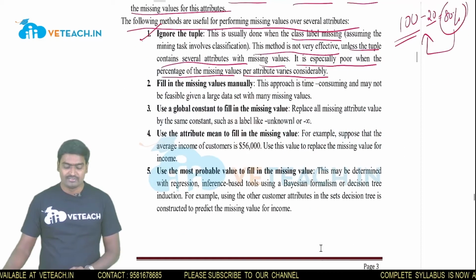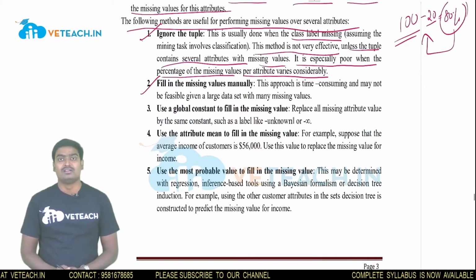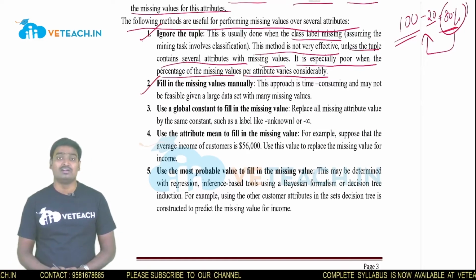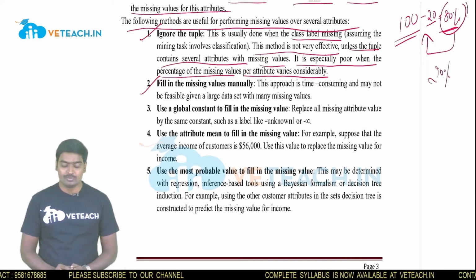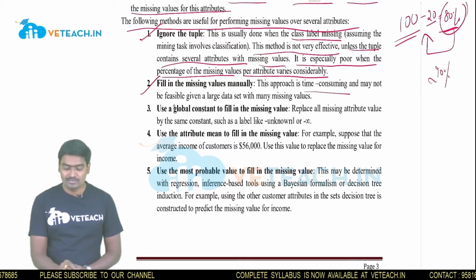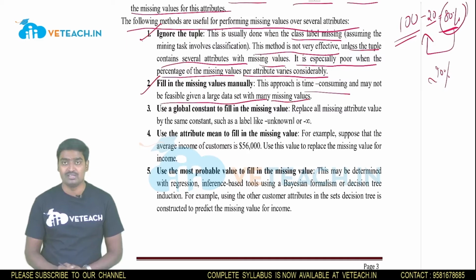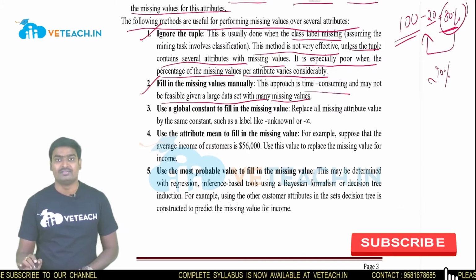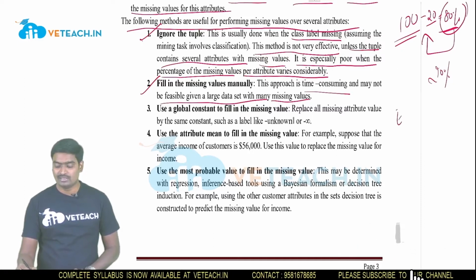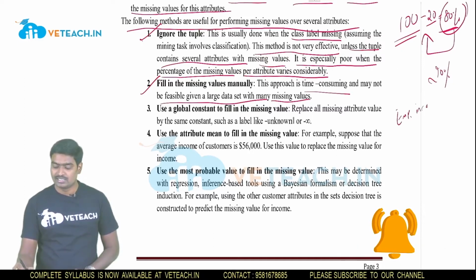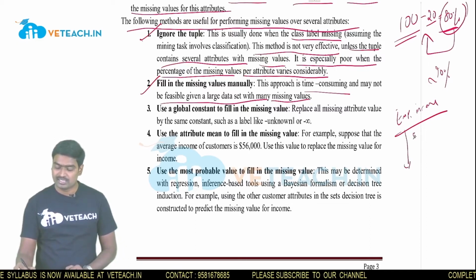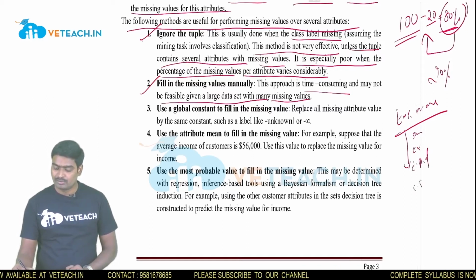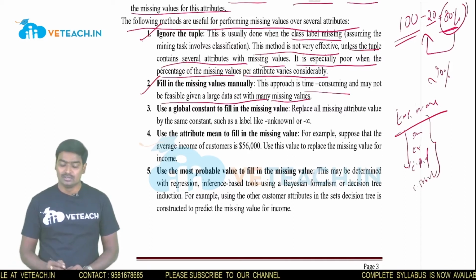The next one is fill in the missing values manually. For example, 80% of the values exist, and the remaining 20% we can insert manually. Manually means it is time consuming and may not be feasible given a large data set with many missing values, and we don't know the exact value. For example, employee income details depend on employee salary, experience, employee ID and job role. So different types of attributes are required to fill the missing values.